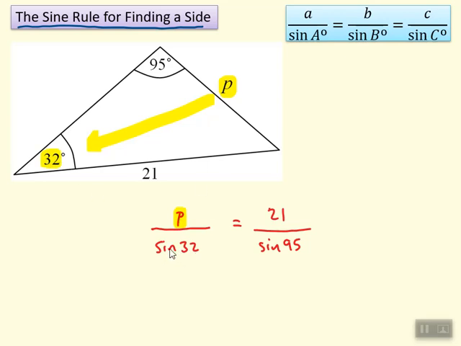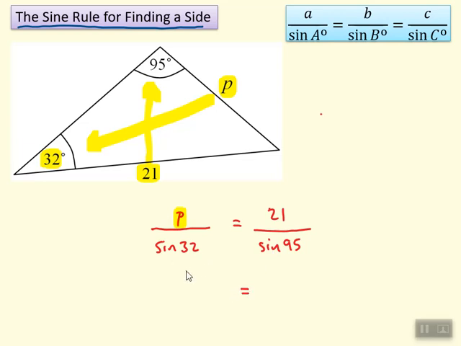So P divided by sine of its opposite angle, and that equals this side here, 21, divided by sine of its opposite angle. And we haven't bothered using the third one at all, because we never do. Now look at this. This is an equation: this thing here equals this thing here. So all we need to do is some rearranging.